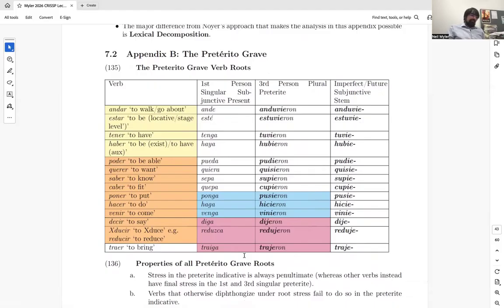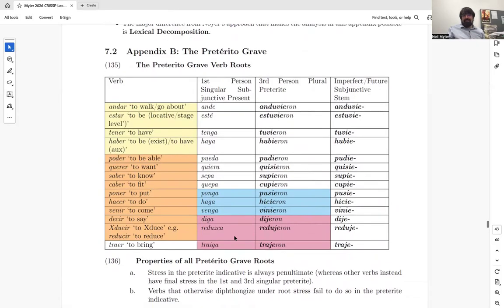The other properties are listed on the next page, but what I'm going to do here is leave the screen as it is so that you can see the shading, and I'm going to talk through what the shading means because that's what's described on the next page.